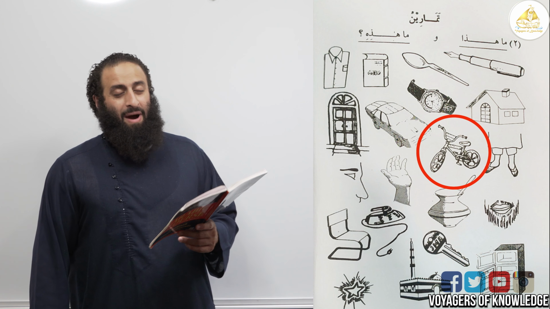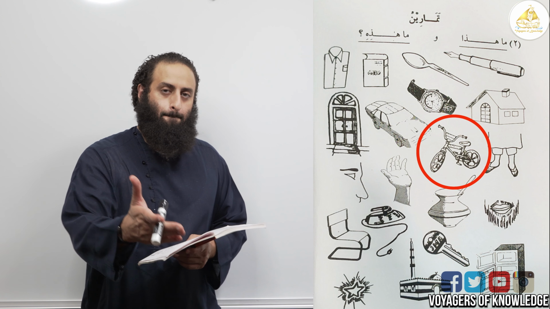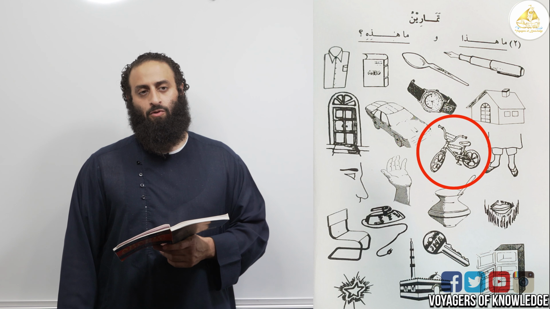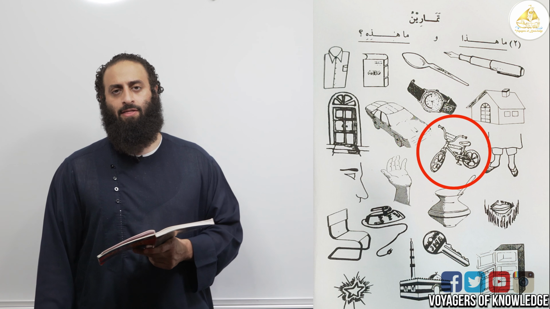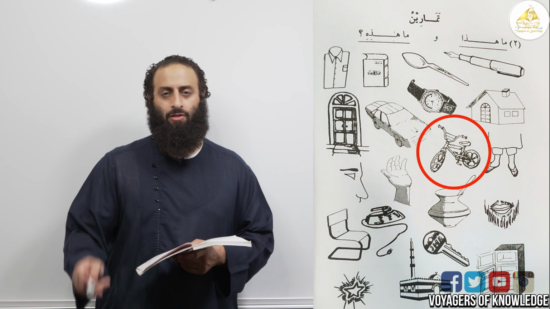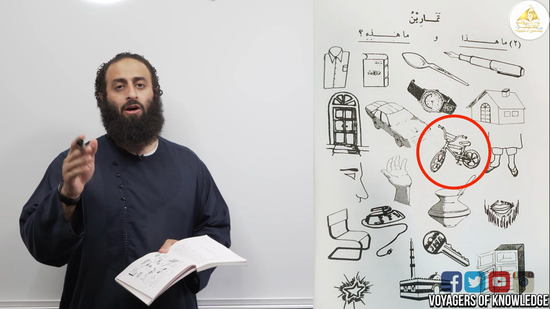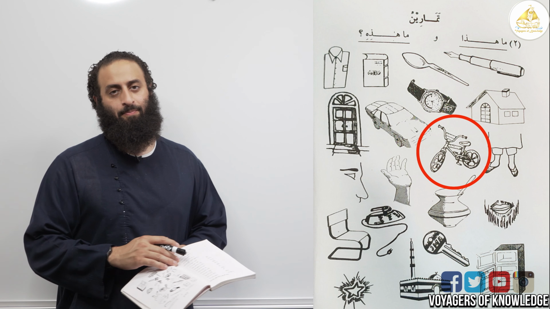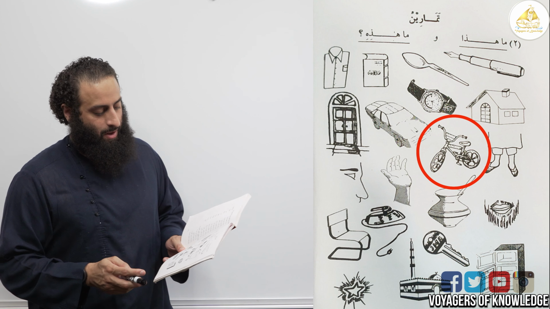Next we see a bicycle. ما هذه. What is this? هذه دراجة. دراجة. The ra has the shadda on it. Don't say daraja. Right? The ra and the jim. Darra. Oh, not the jim, I'm sorry. Darrajah. This is a bicycle.